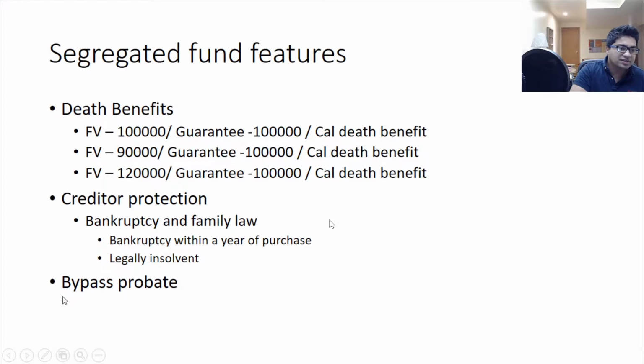Also, an important thing: segregated funds bypass probate. Probate is a process whereby you prove or disprove a will in court. So whatever will is there, you prove or disprove it in court. Segregated funds do not form part of the will assets.